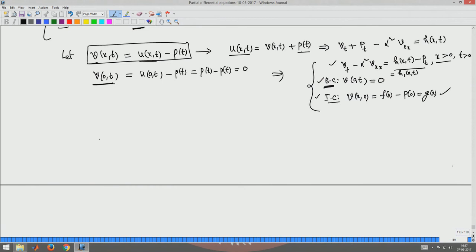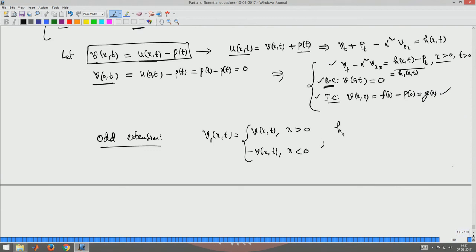So, if you do this one, odd extension is, I simply give you the outline. Let us call this v1 of x t: it is simply v of x t if x is positive, that is the function we want, and minus v of minus x t if x is negative. So, you extend it like this.